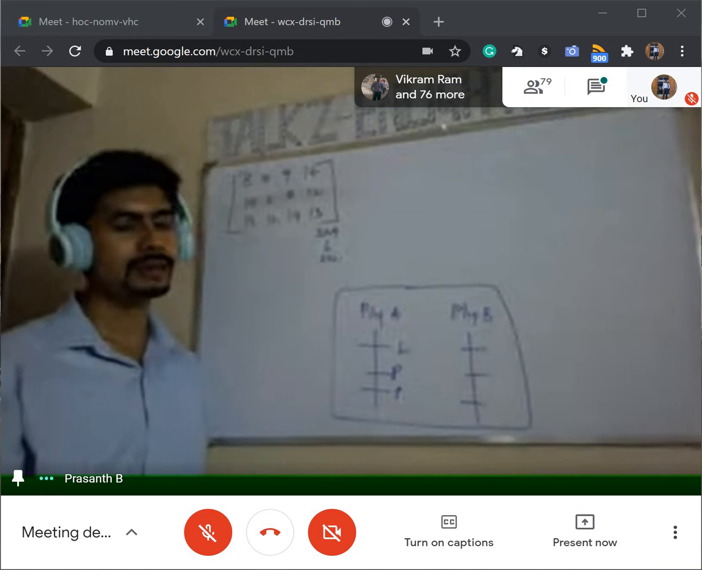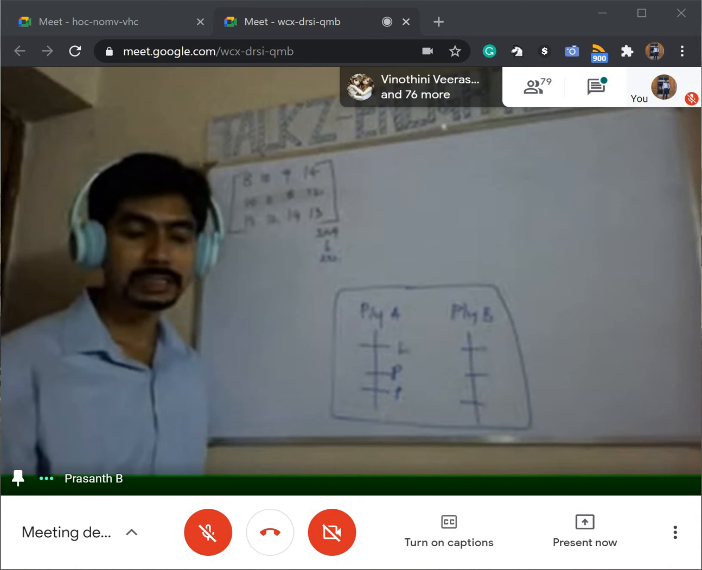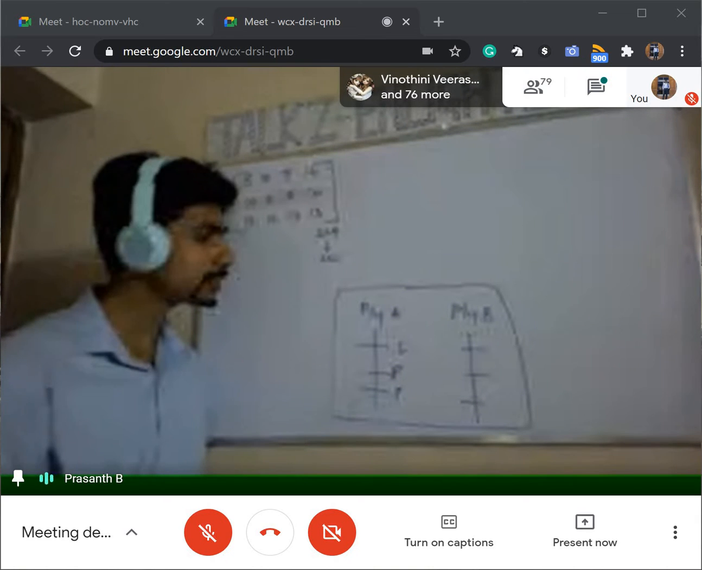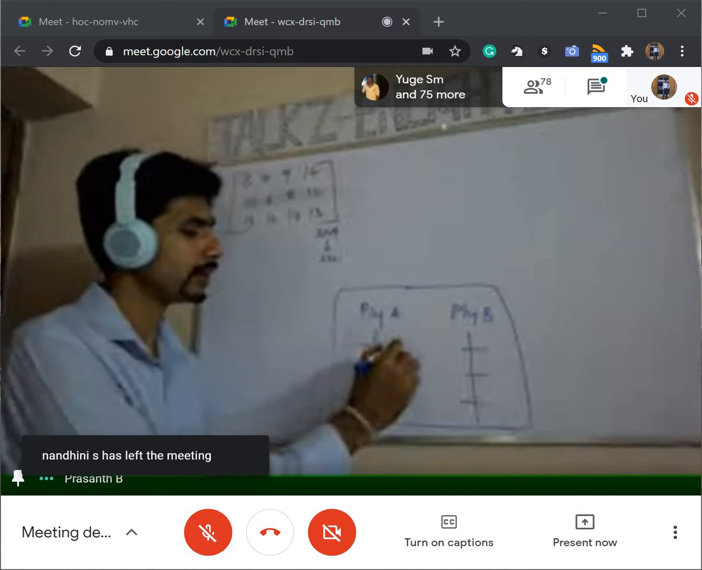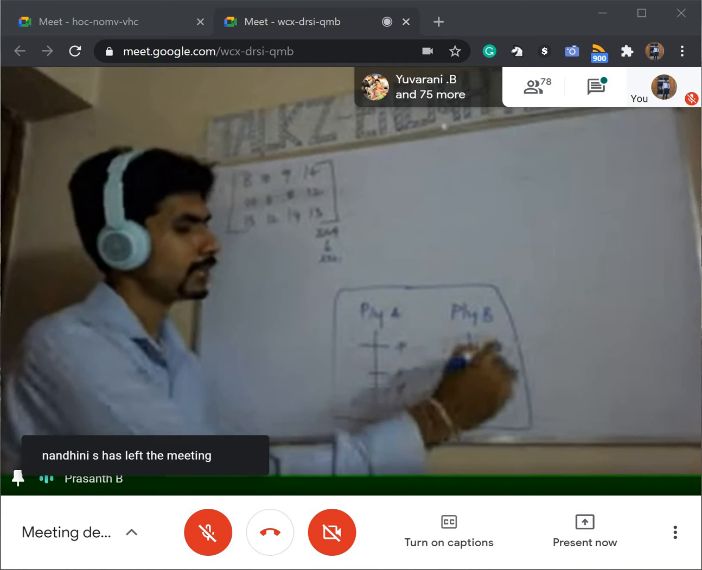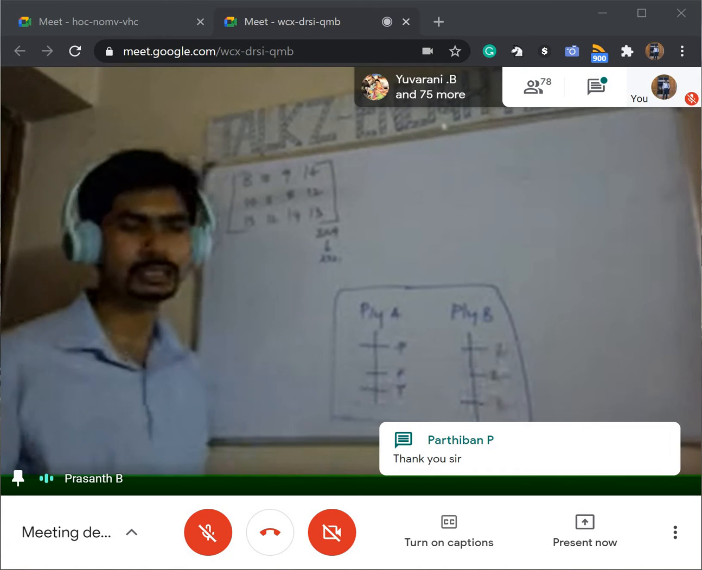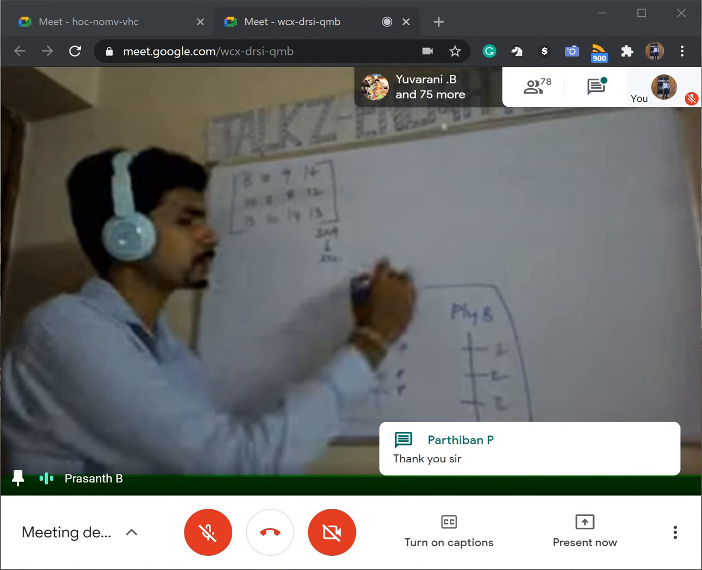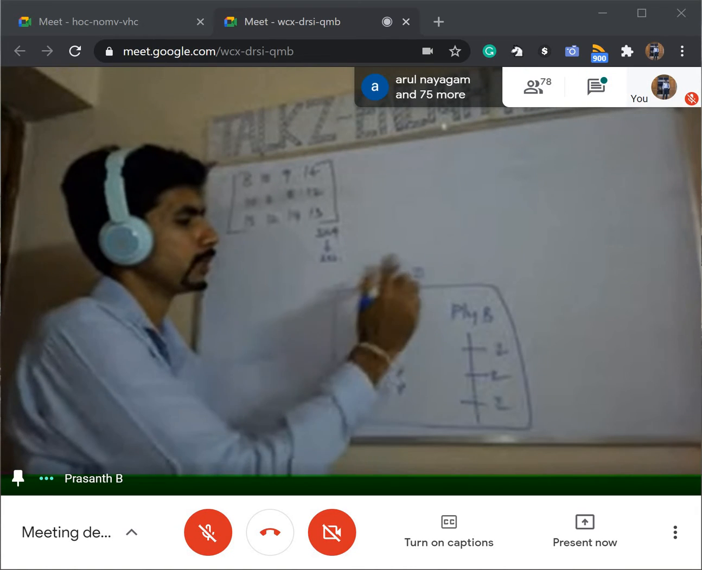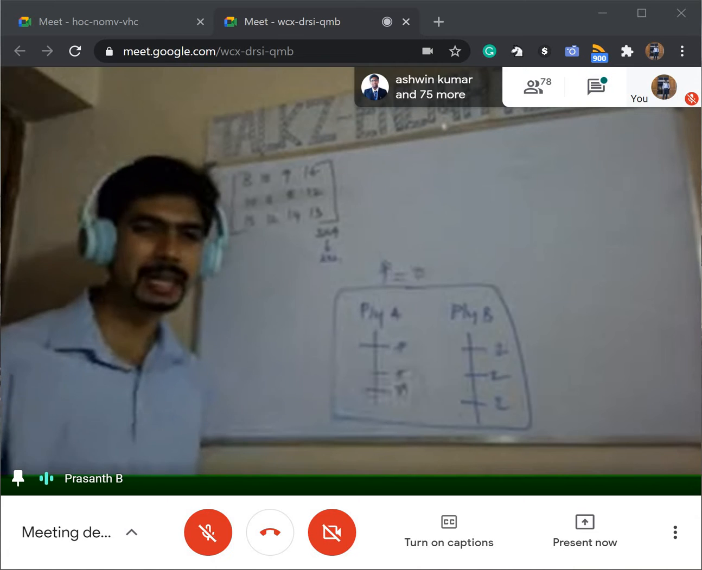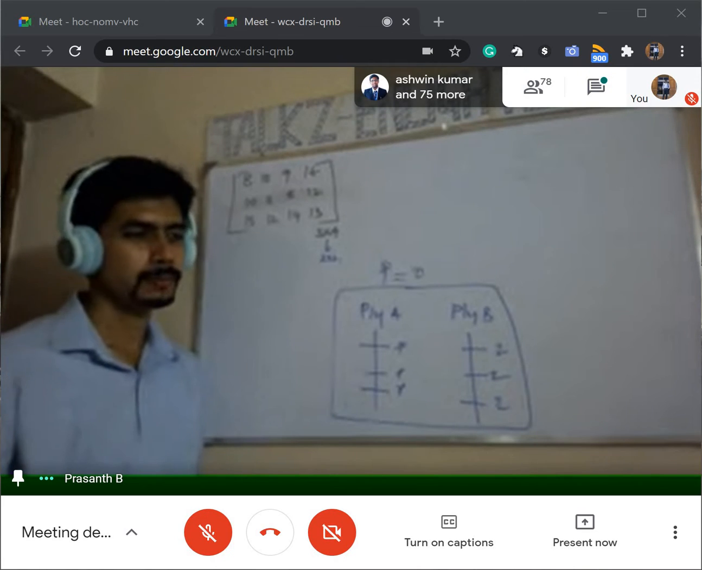It's a very rare situation that every single time only player A is winning, only player A is getting the profits and player B is getting the loss. This probability is almost equal to zero. Very, very rare cases.